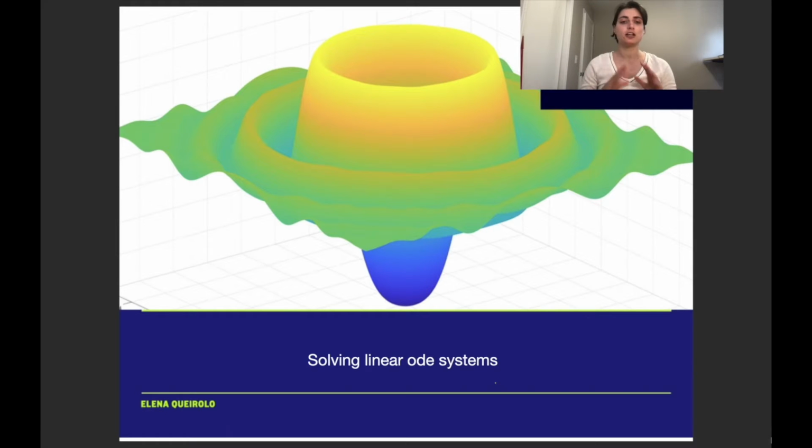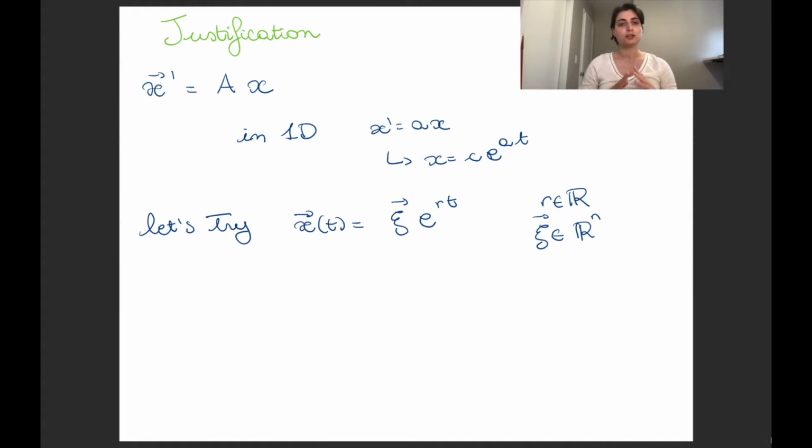Now that we have seen an intuition about how things roughly should work, let's try to be a bit more precise and go into solving linear ODE systems. If we are looking at x prime equal ax, when we are in one dimension, we have x prime equal to ax, where a is just one real value, and we know that the solution is x as a function of time is a constant that depends on the starting point and exponential of at.